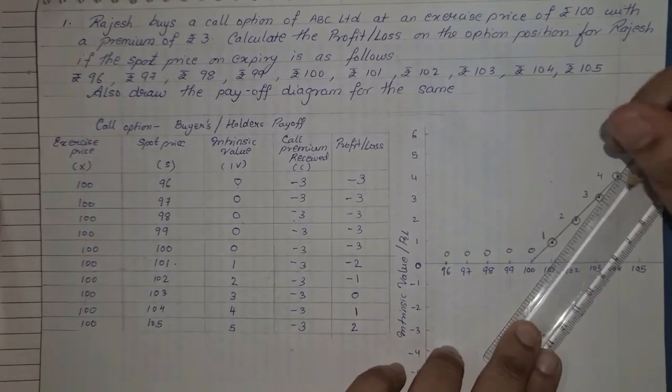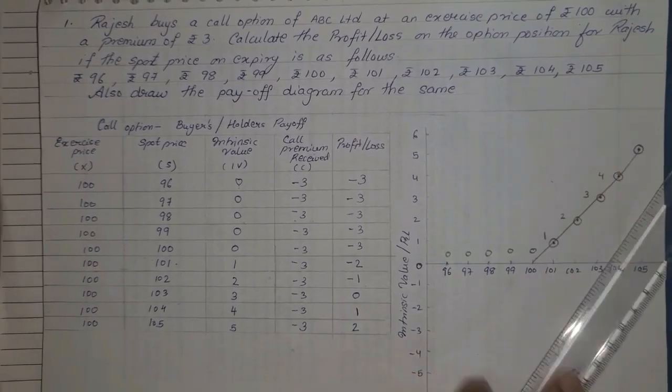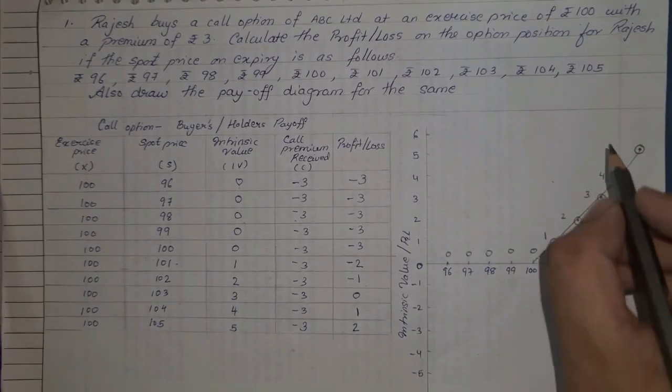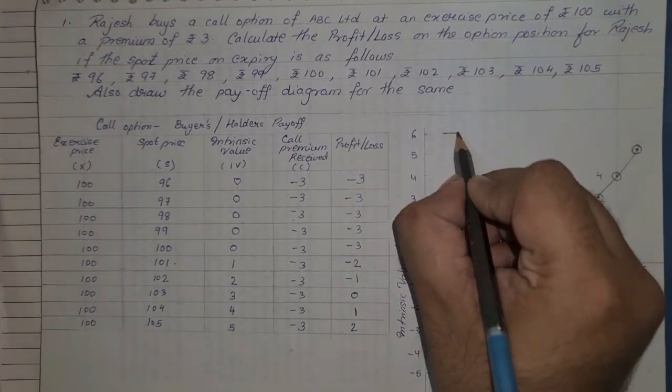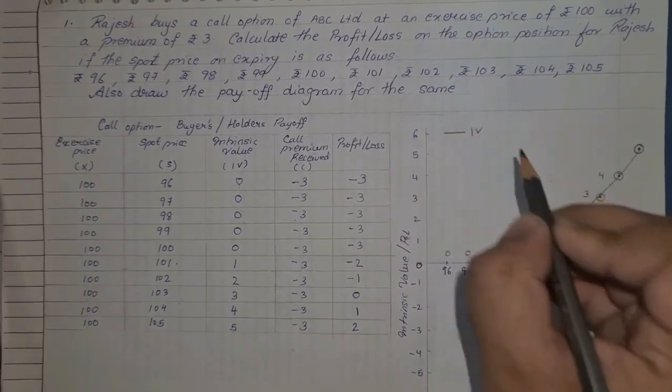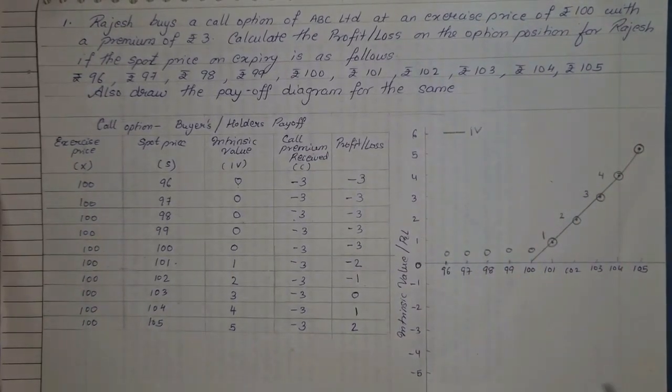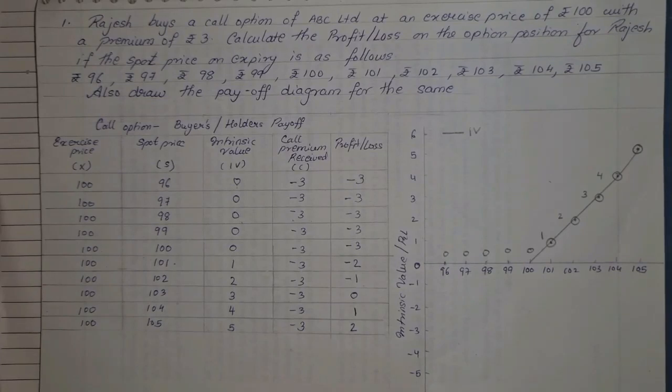And then there's a bit of hinge here. So we just mark down, so that's my intrinsic value. So I'll note it on my key that the straight line is nothing but my intrinsic value. Now, similarly, we'll have to make it for profit and loss.